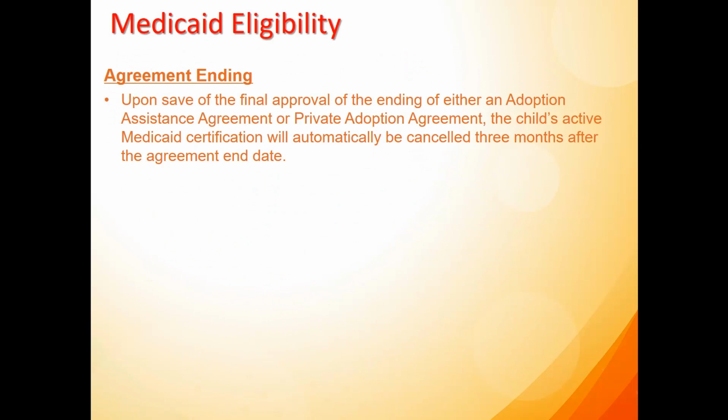The second change automatically cancels a child's Medicaid certification when an adoption-related agreement ends. Upon save of the final approval of the ending of an adoption assistance agreement or a private adoption agreement, the child's active Medicaid certification will automatically be canceled 3 months after the agreement end date. For example, if the agreement end date is 6/15/2018, the certification to date will be set to 9/30/2018.